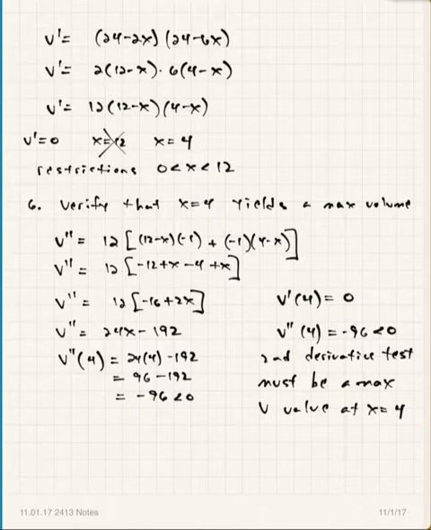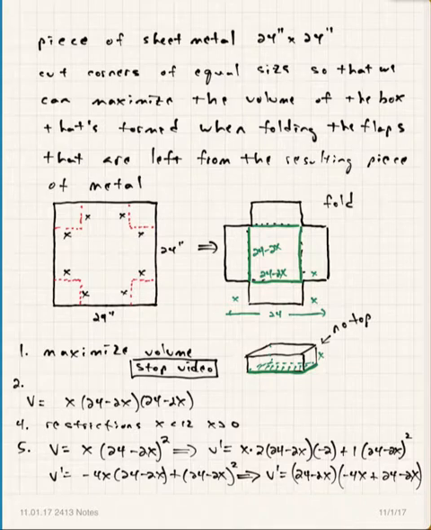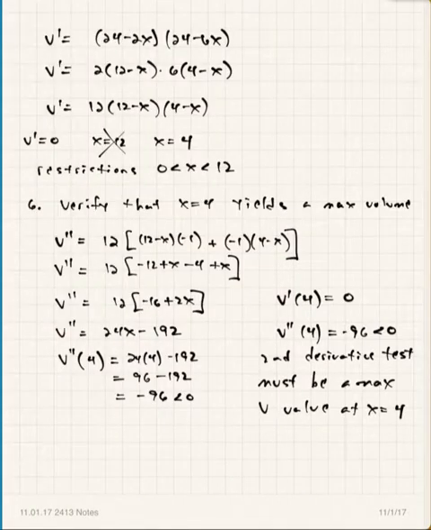All right, and now if we were going to go back and answer the question, I think the question is basically what size corners are we cutting out there, right? And so what are we going to do? We're going to cut out 4 by 4 corners because x is 4. Cut out 4 by 4 corners. All right, and then the box that we get will yield the maximum volume.